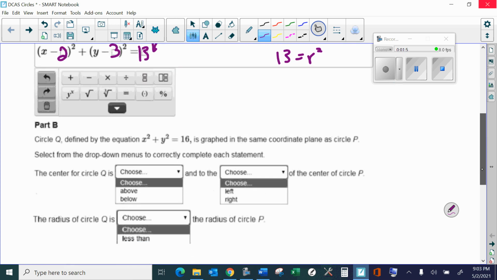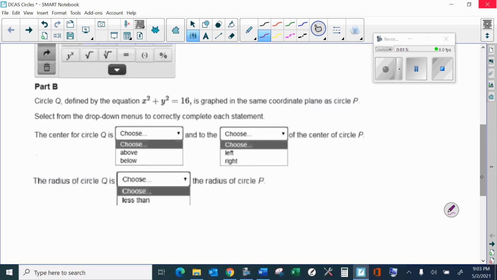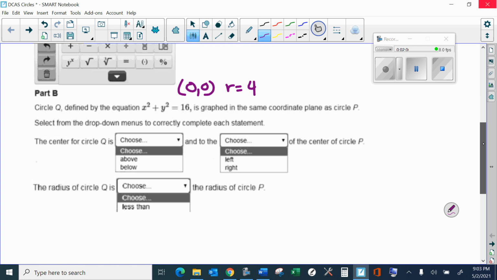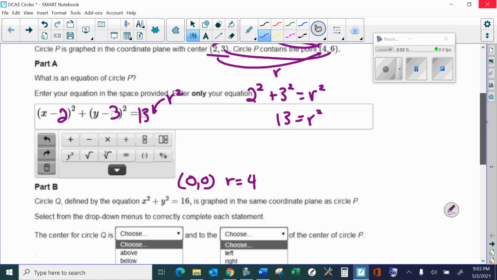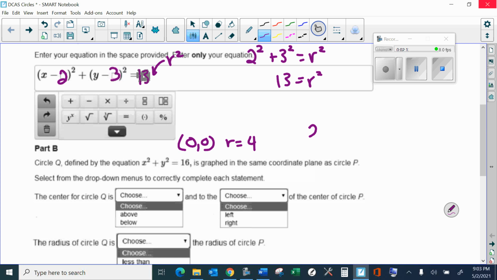Okay, part B. Circle Q is defined by this, so it means our center is 0, 0. And we have a radius, remember it's the square root of that, 4. It's graphed in the same coordinate plane as circle P. So circle P came from above, right here. Remember that was at 2, 3. So this is circle P, this is Q. That centers that, and the radius there was square root of 13.